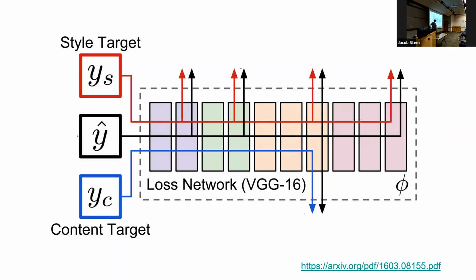YS is the style image, YC is the content image, Y hat is the image that we want to match both of those. Exactly. So you can see the content, we're going to pass it through this network and extract features pretty late in the network. The style image, we will extract features at each part of the network. And then this designed image, we want to match all of the style representations as well as the content representation. Okay.